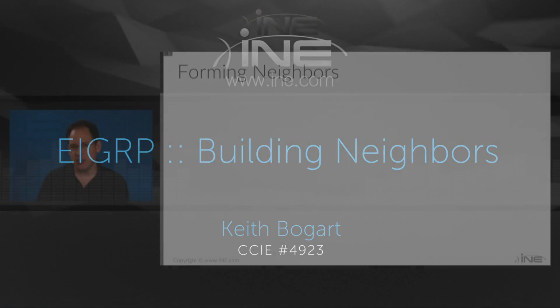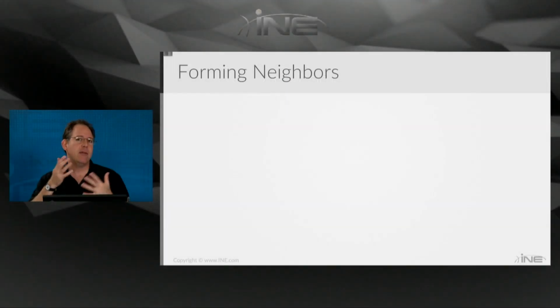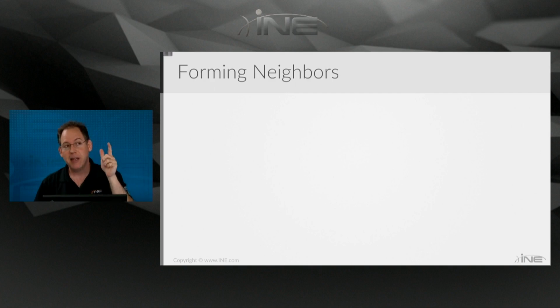Forming a neighbor relationship. I've mentioned several times in my videos that for those routing protocols that do form a neighbor relationship, they have to exchange some information first, make sure certain things match, and then they can talk to each other. Then they can exchange routes. Well, that's what we're going to look at right here.